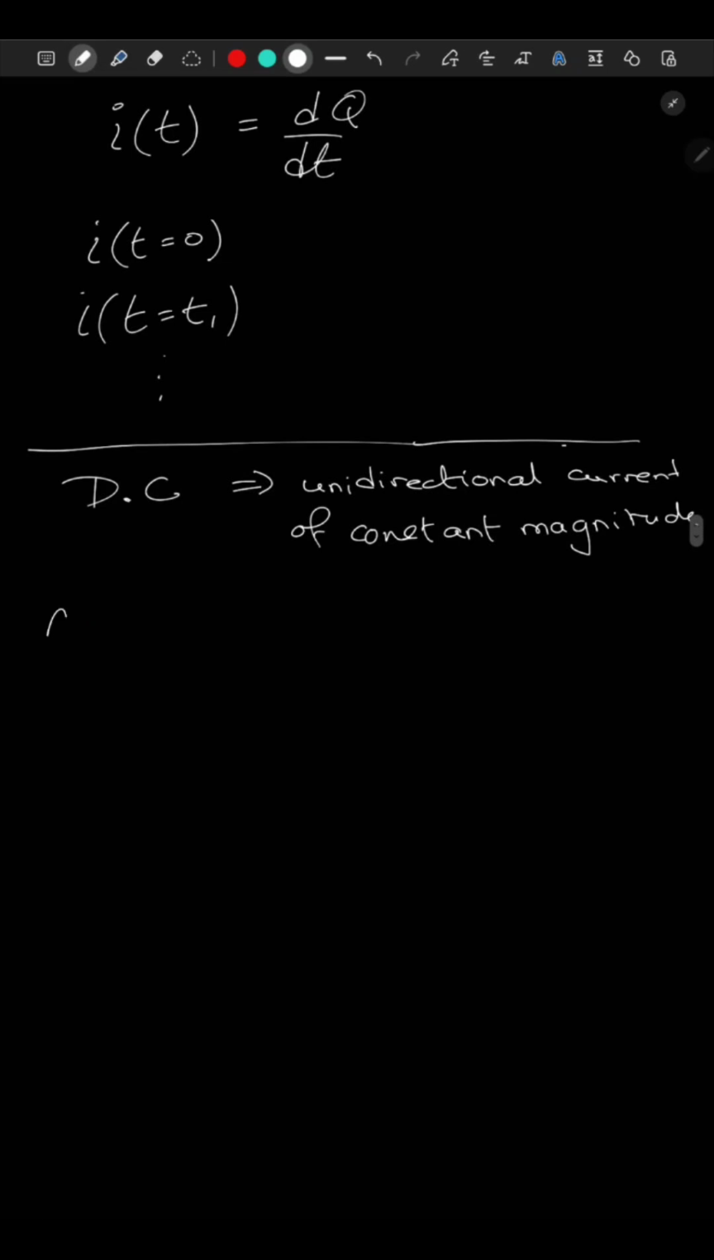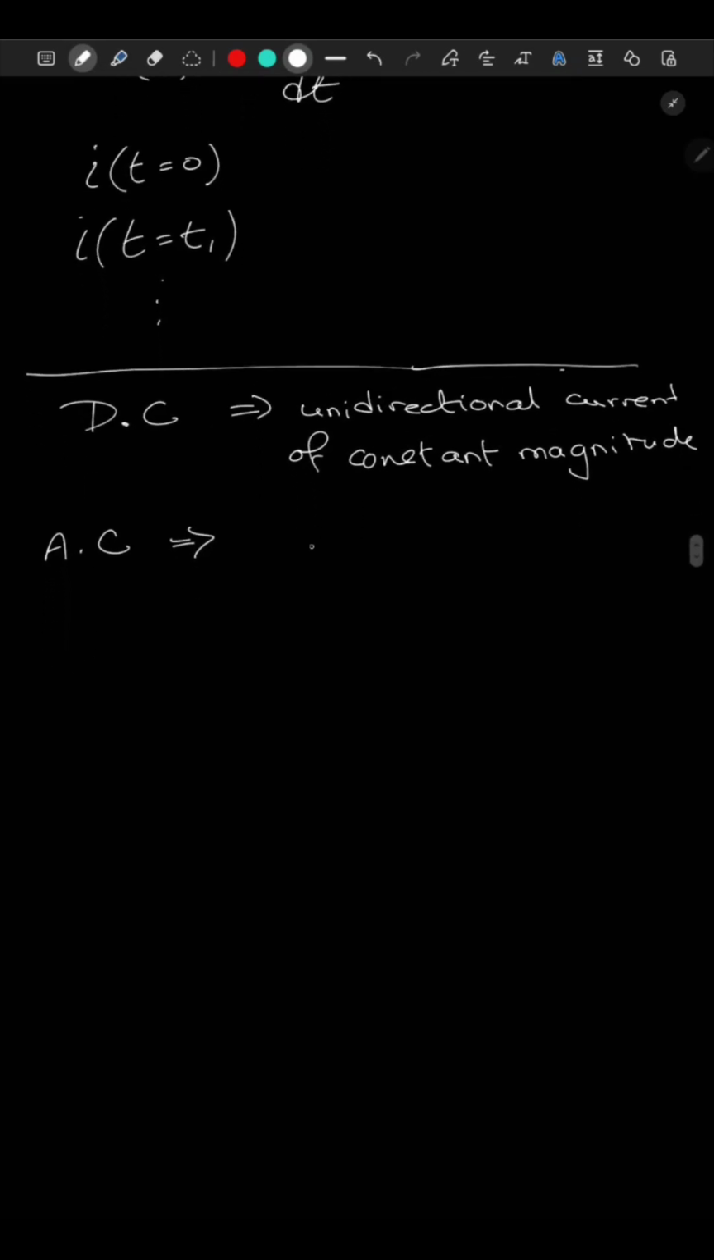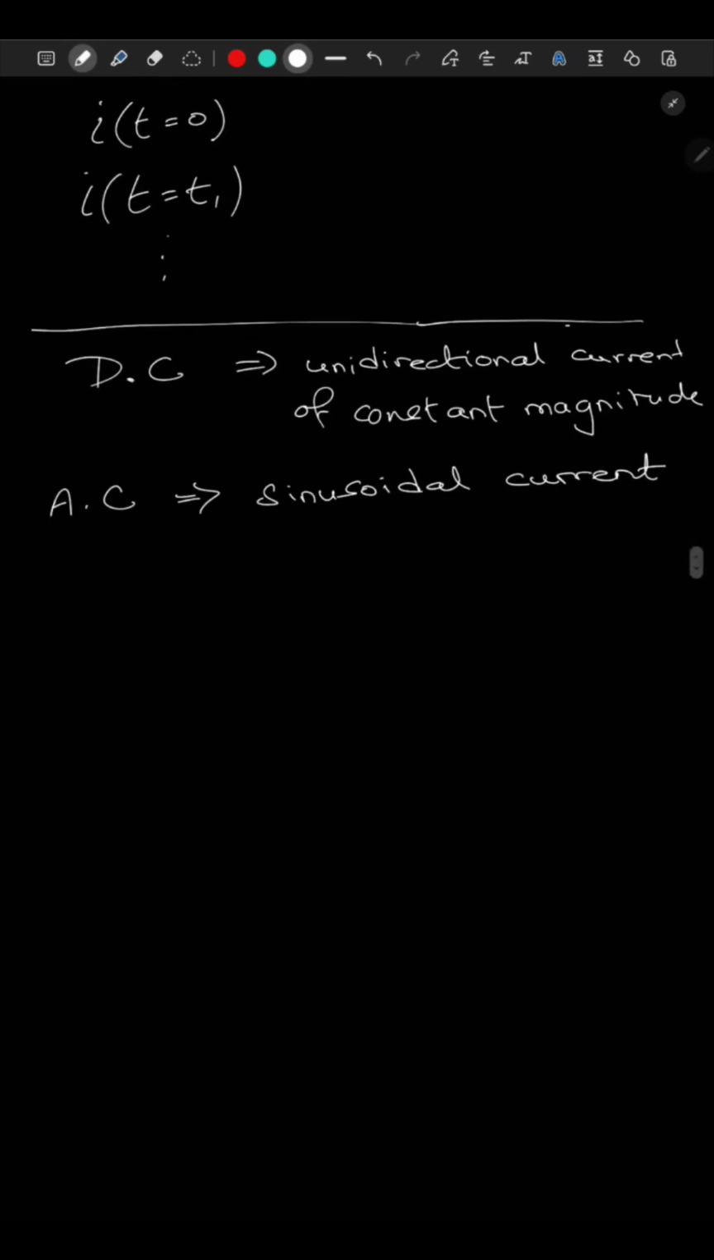And also we can have AC current, alternating current. Okay, AC is for alternating current. It has either a positive or negative value. It is always changing with respect to time. We also call it a sinusoidal wave current, sinusoidal current, since it is always changing.